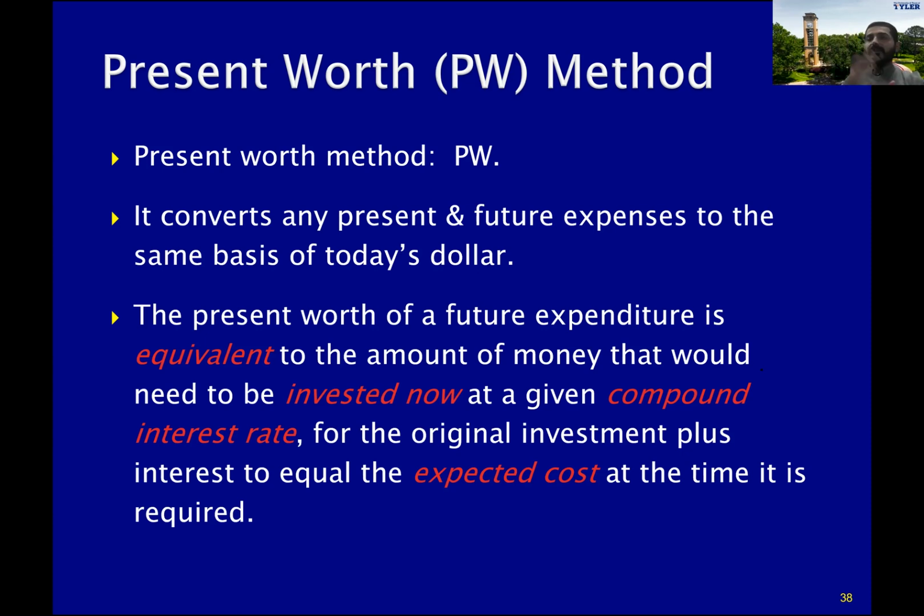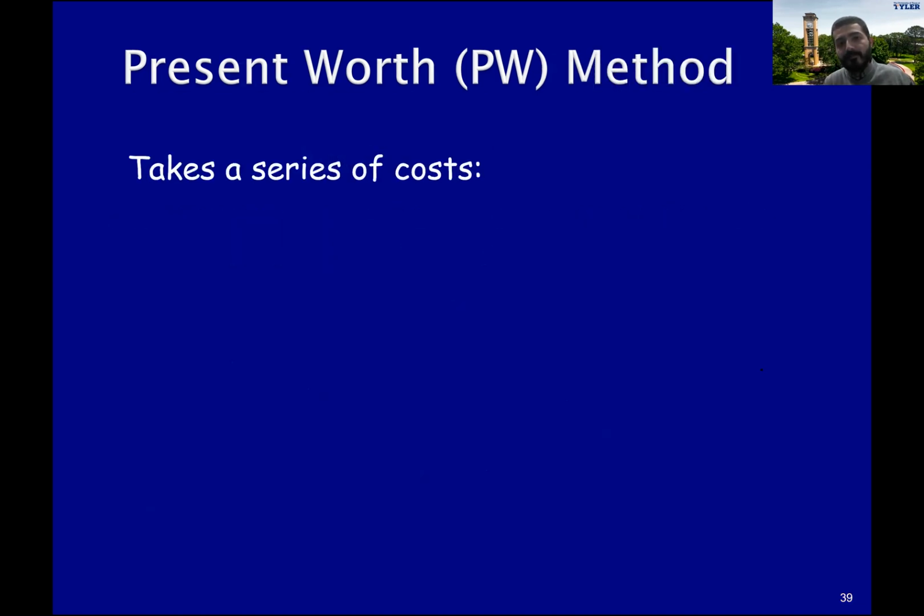So let's say I'm going to spend $1,000 in 3 years. I need to bring it back to today's cost, and I'm going to spend another $1,000 in 10 years. How much is that equivalent to today's cost? Then sum them up, compare the different techniques, and pick again the most efficient one.